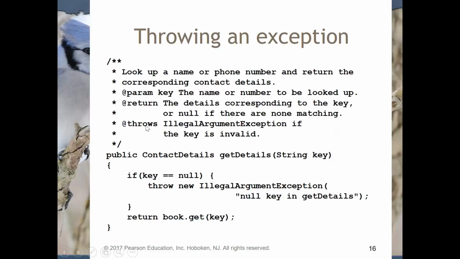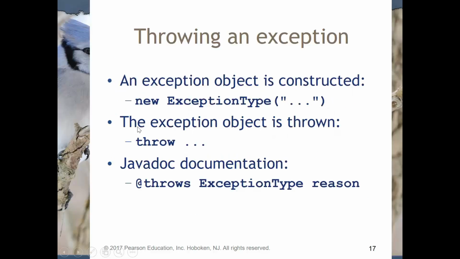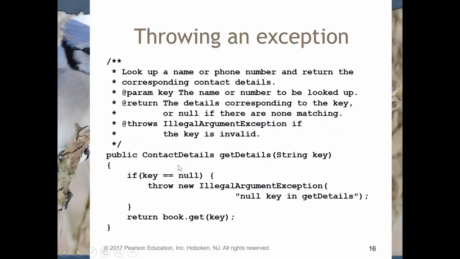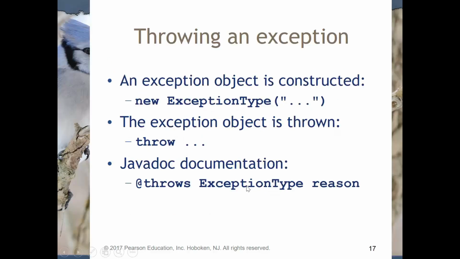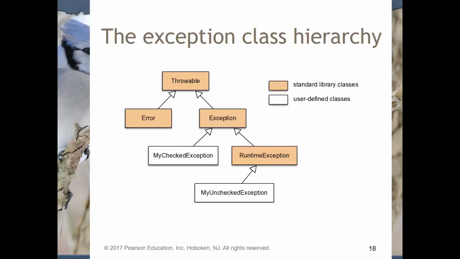Notice the one JavaDoc addition that we have now. Throwing an exception. An exception object is constructed, new exception type, quotes, blah. What we're doing here, this is the exception type. The exception object is thrown, that's the throw, and then Java documentation. If you're properly documenting your code, you've done that. Okay?